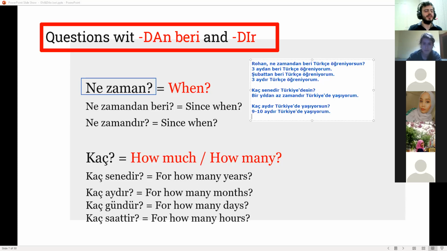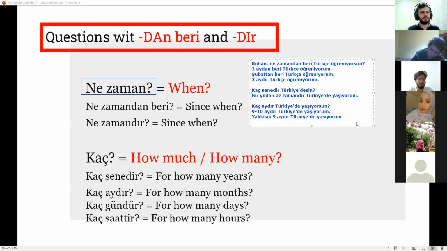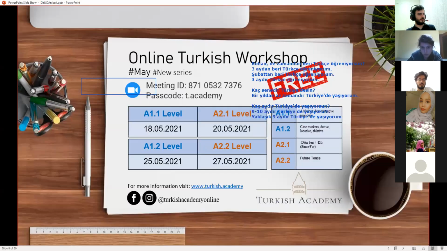You could also say yaklaşık 9 aydır, which is like around. Yaklaşık. Okay. Yaklaşık 9 aydır. This falan filan also means around. Yani evet, falan filan, you can also use it in that kind of context. 9-10 aydır falan Türkiye'de yaşıyorum. That's also possible. That's the idea. Tamam mıyız? Tamam.